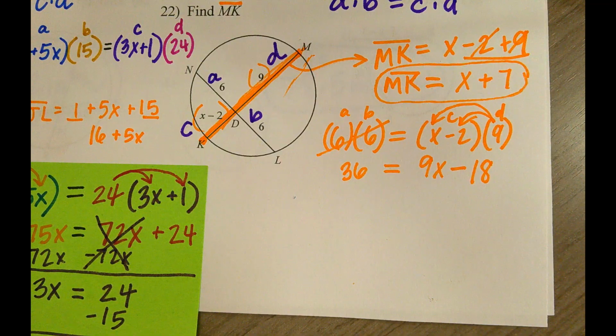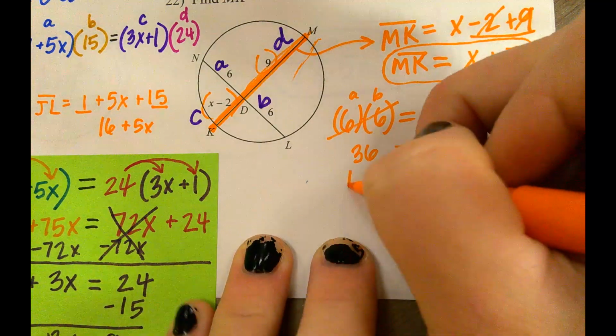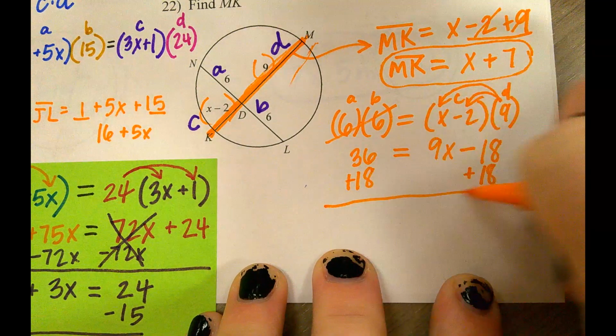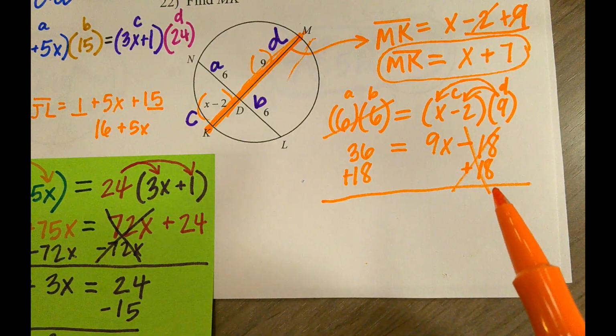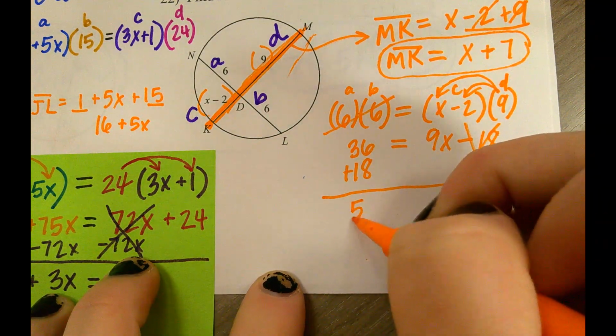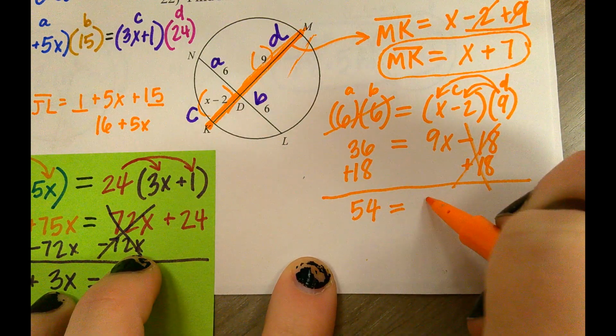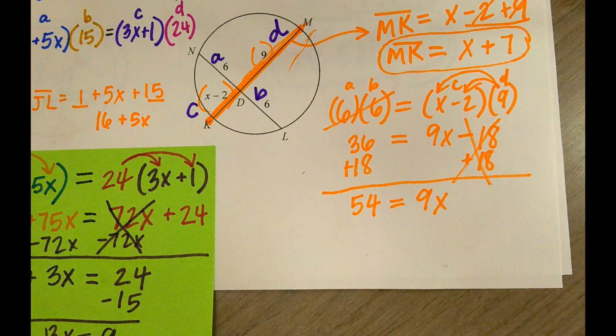Where would I go from here? Add 18 to this. Perfect. Add 18 to both sides. So you're adding to 36. And let's see. 36 plus 18. Perfect. 54 equals 9x. One last step.